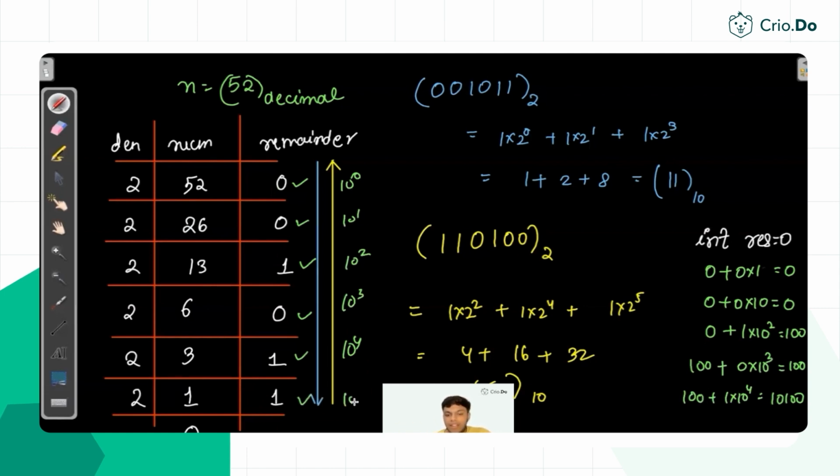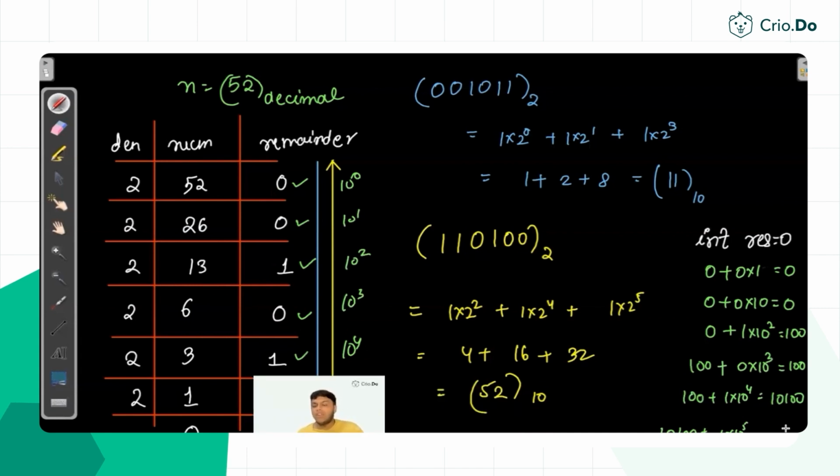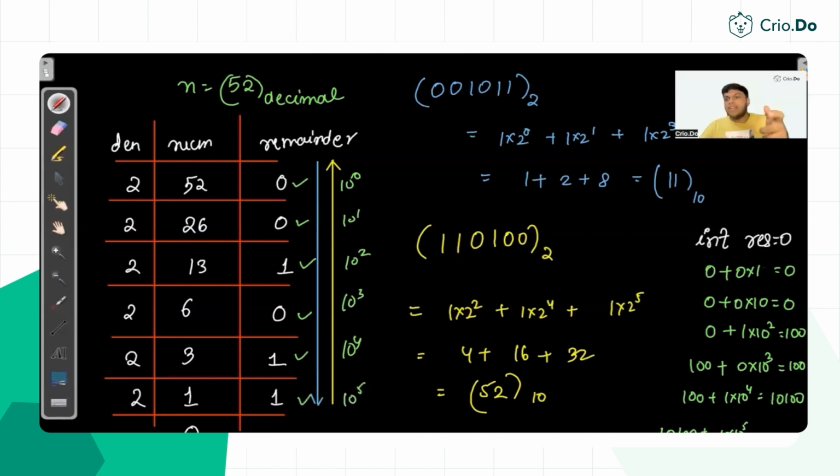And finally, 1 into 10 raised to power 5 plus the previous number. That is 10,100 plus 1 into 10 raised to power 5, which is 1 lakh, and 1 lakh plus 10,100 will be 110,100. That is what we require. That is the output. So in this way, we can form the output as an integer, the binary equivalent of the input number.